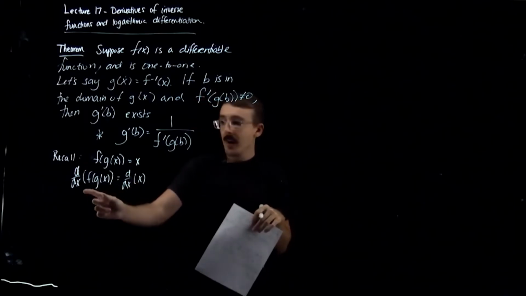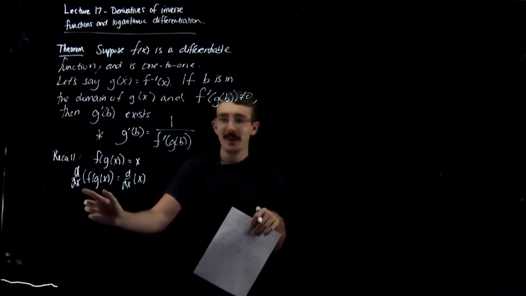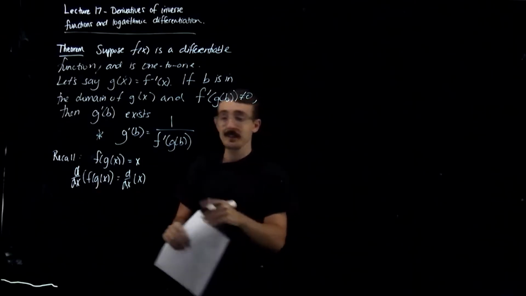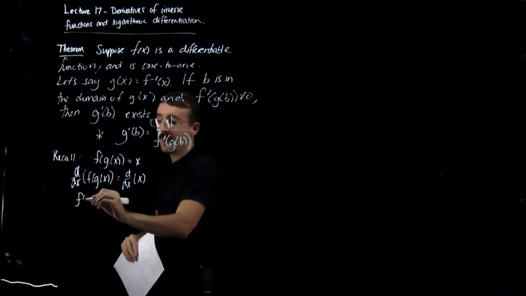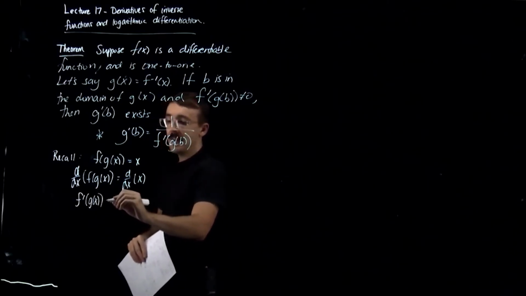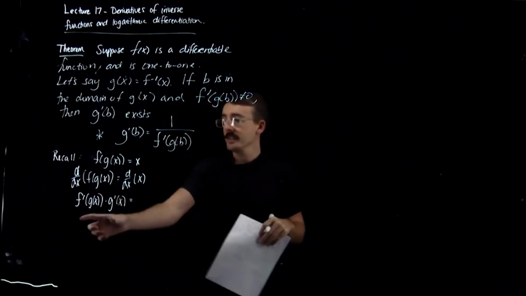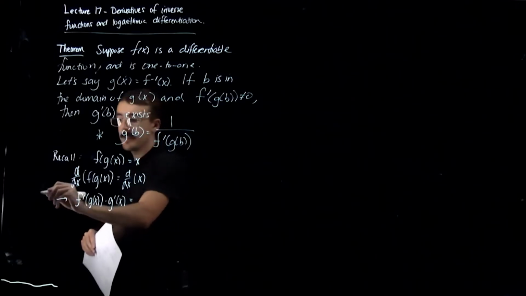How do you do the derivative of a composition of functions like this? You use the chain rule. So I'm just going to write what the chain rule is, because that's all this is. The chain rule is you take the derivative of the outside, plug in g of x, and then you're going to multiply by the derivative of the inside. So this is just the chain rule that I did.